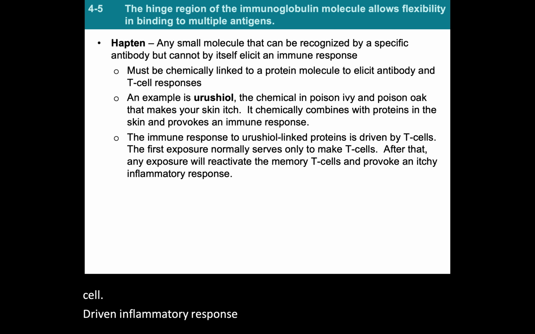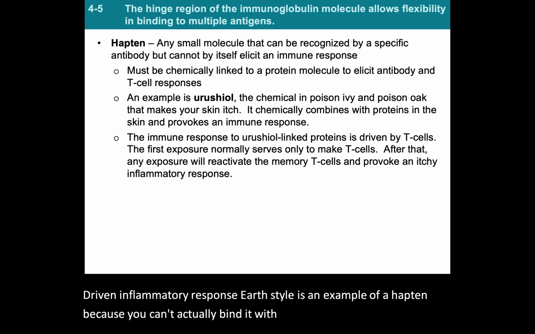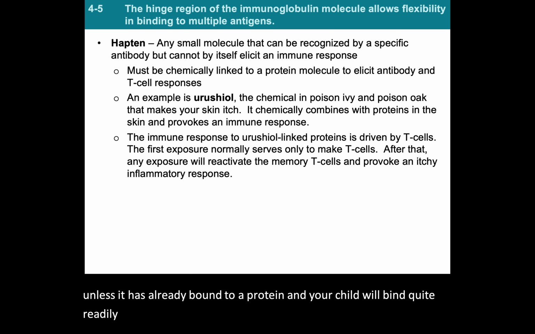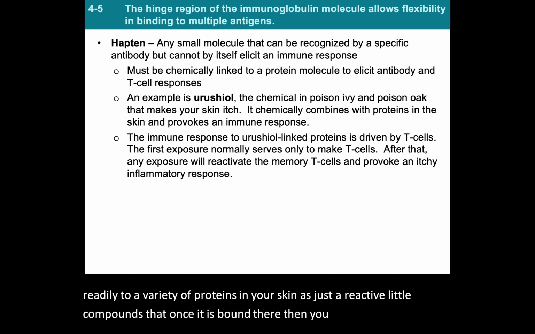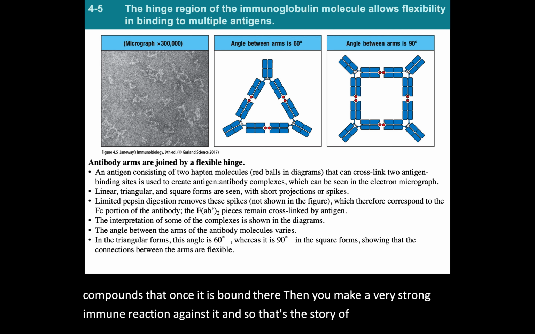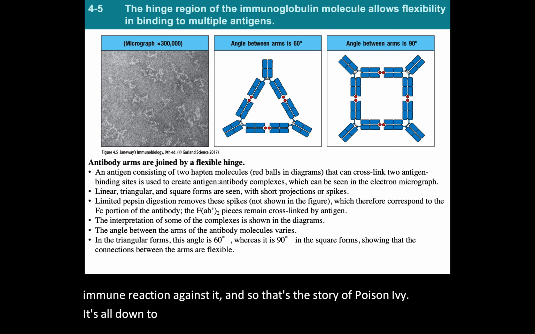Urushiol is an example of a hapten because you can't actually bind it with a T cell receptor or an antibody unless it has already bound to a protein. And urushiol will bind quite readily to a variety of proteins in your skin. It's just a reactive little compound that once it is bound there, then you make a very strong immune reaction against it. And so that's the story of poison ivy. It's all down to immunology.